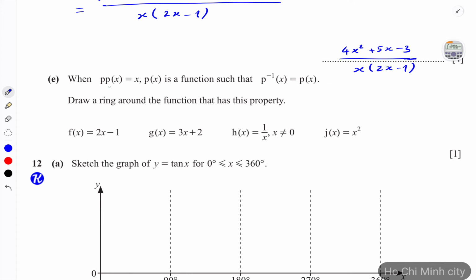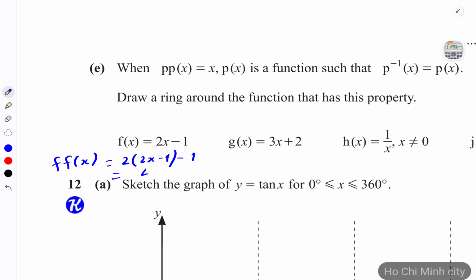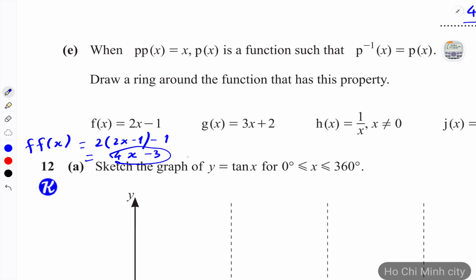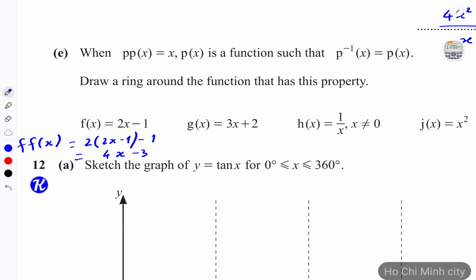The part B, when p of x is equal to x, then p of x is a function whose inverse is equal to the original one. So we need to find another function in this group that has this property. So we will try to find the f of x. So that one is 2 times 2x minus 1 and then minus 1. So that is 4x minus 2 minus 3, right? So this one is not equivalent to x. So the first one doesn't have this property.